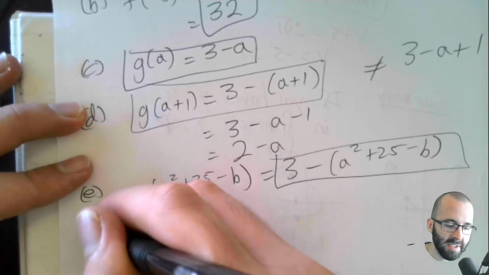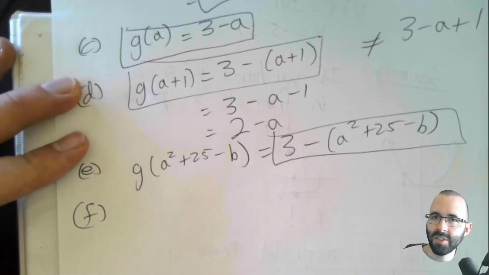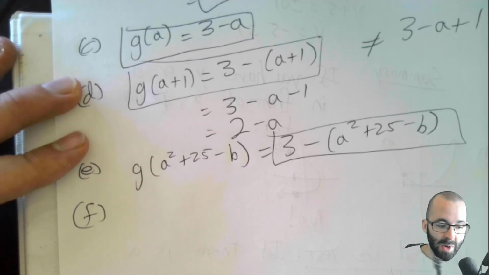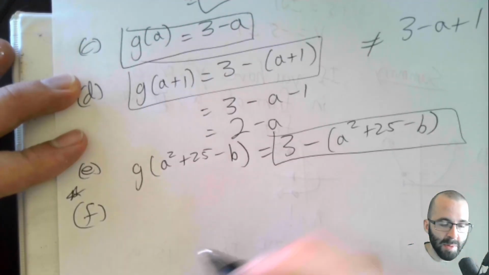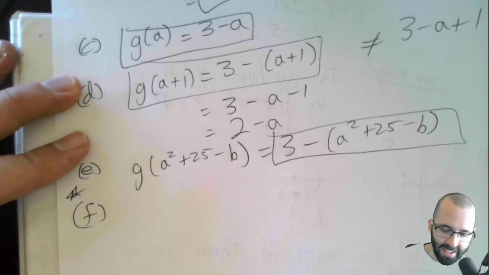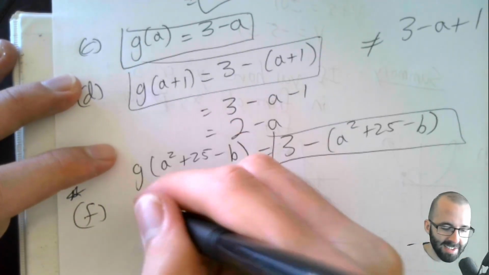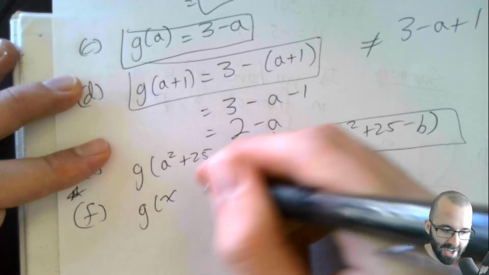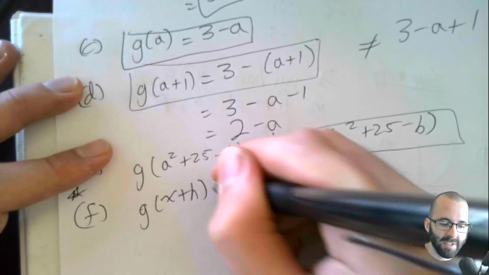Okay. Now here's something that's really going to be important later. So watch out for this. That's supposed to be a star. Use your imagination. Okay, this is not art class. Good thing too, otherwise I would not have a job. g of x plus h.